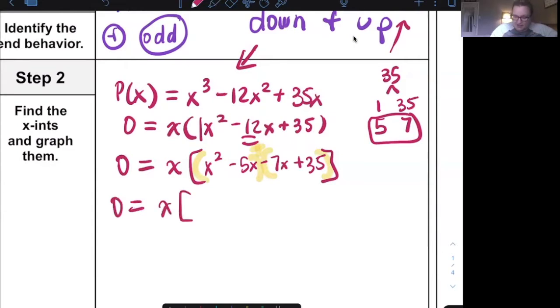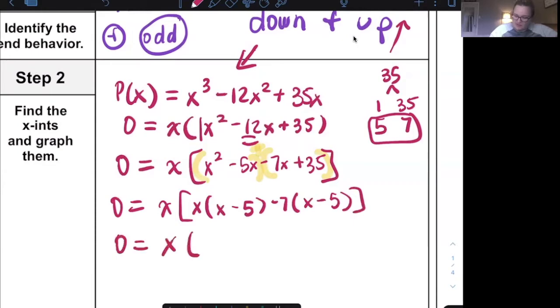Then I notice x squared and negative 5x have an x in common. Negative 7x and 35 have a negative 7 in common. And then these guys match, so that's one of my factors. And then the other factor is x minus 7.